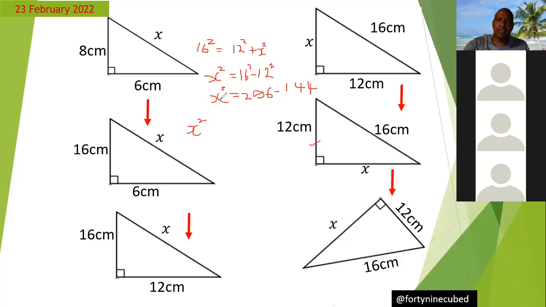All right, guys, sorry about that. So we'd have x squared equal to 112. So it means that x then will be equal to the square root of 112. And you would round that off to 11 centimeters. All right, good.